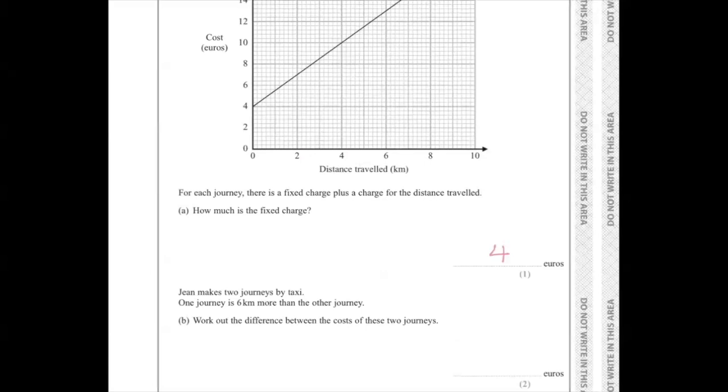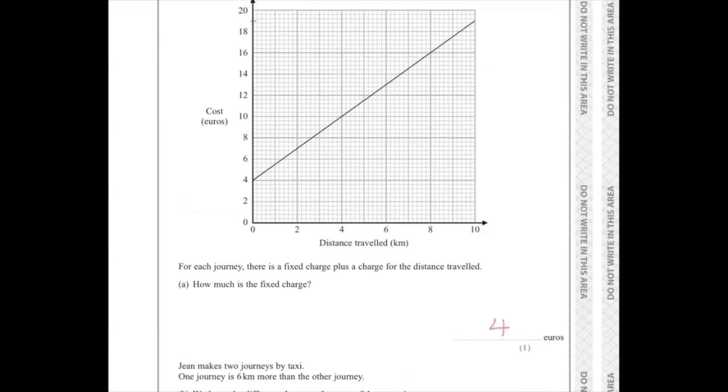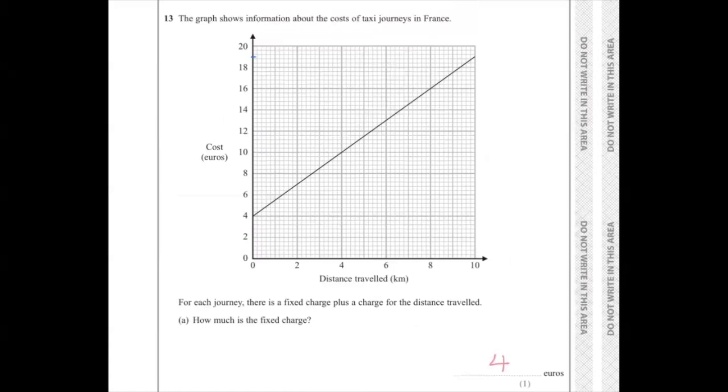Okay, so Jean makes 2 journeys by taxi. One is 6 kilometers more than the other, and we need to work out the difference. Now, it does not matter where in the graph you go. You could go 2 and 8. That is a difference of 6. You could go 4 and 10. That is a difference of 6. So as long as you have that gap, it's going to work out regardless. I'm going to do the 4 kilometers, I think, because I can just see that's giving me a nice straightforward 10.